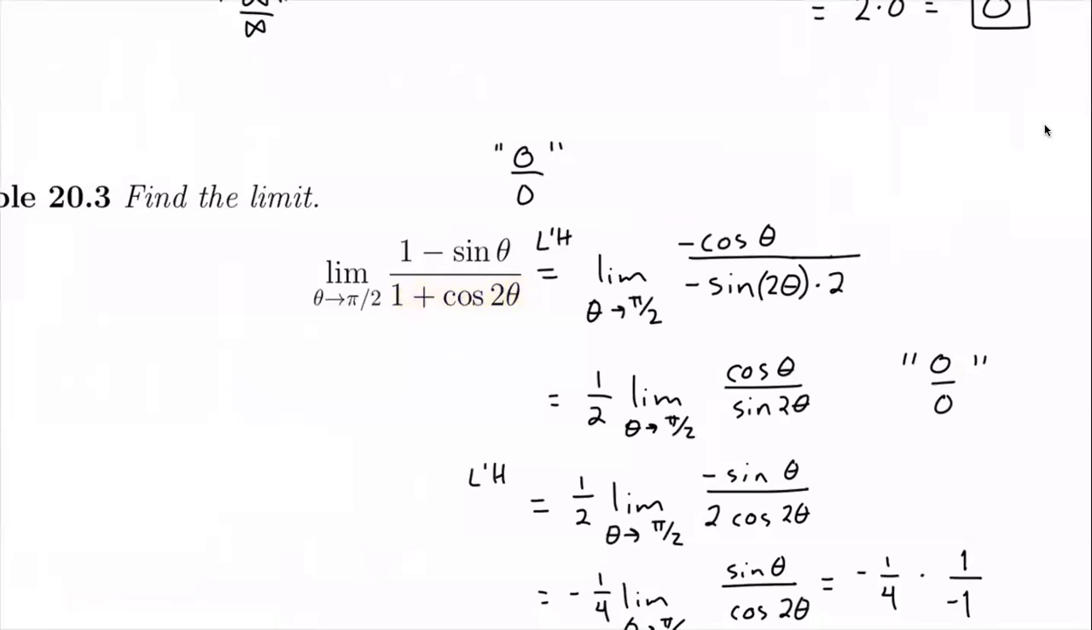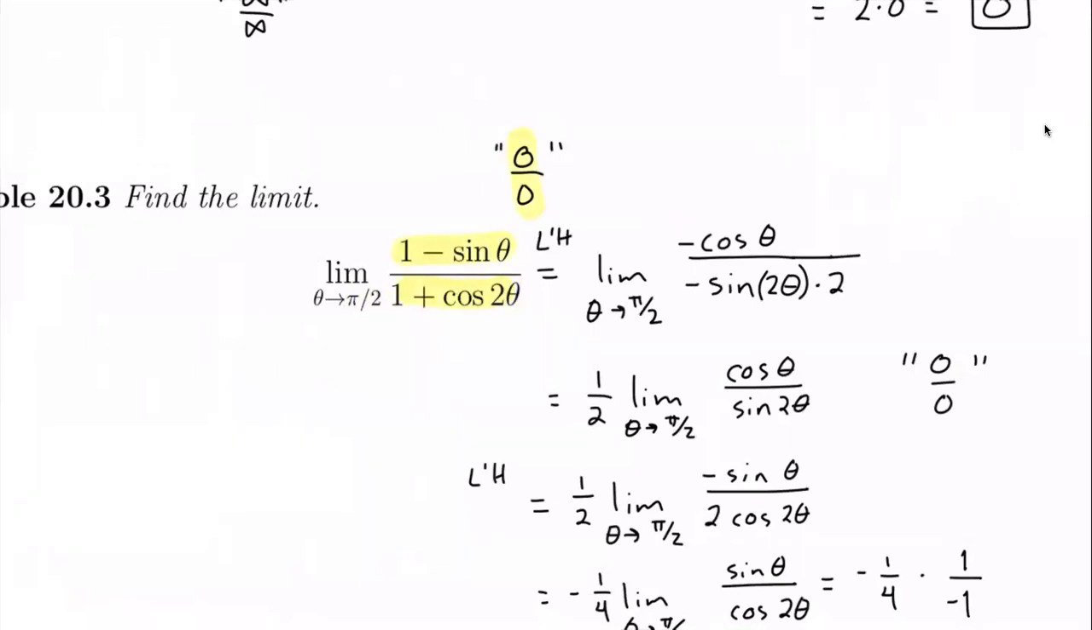So, a little bit more tricky. What's going on in the numerator? I could plug in pi over 2. Sine of pi over 2 is 1, so I have a 0 in my numerator. In the denominator, 1 plus cosine of 2 times pi over 2 is cosine of pi, and cosine of pi is negative 1. So 1 plus negative 1 is 0. So I have 0 over 0 as my behavior here.